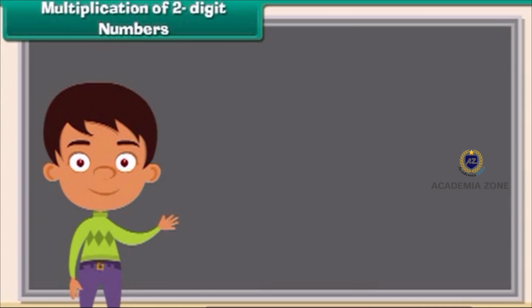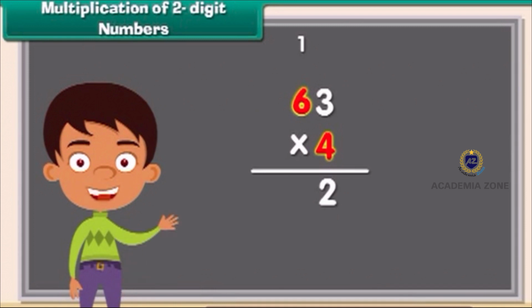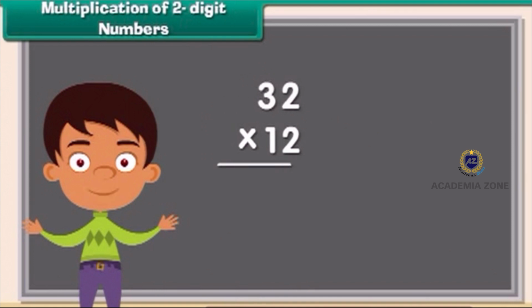Multiplication of two-digit numbers. Let us now learn to multiply two-digit numbers. Let us multiply 63 by 4. Firstly, multiply 3 by 4. 4 into 3 is equal to 12. Place 2 under the line at the ones place. Write 1 above 6 at the tens place. Then multiply 6 by 4 and add 1 above 6. 4 into 6 plus 1 is equal to 25. Place 25 below the line. Answer is 252.